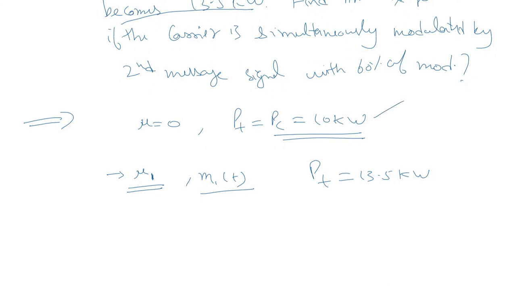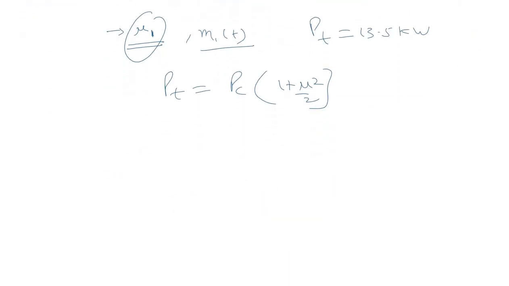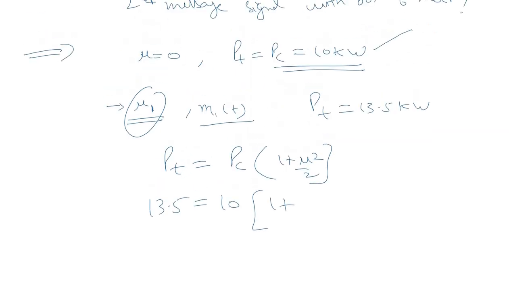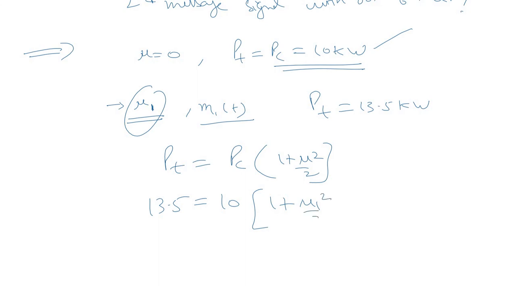So we already know PC. Using this information, let us try to find out this modulation index. So PT, we know, is equal to PC into 1 plus mu square by 2, right? This is the relationship. PT is 13.5, PC is 10 into 1 plus mu1 square by 2. Here mu1 is the modulation index due to the first message signal. Now we have this equation and there's only one unknown, that is mu1. If you simplify this equation, we get mu1 square equal to 0.7.